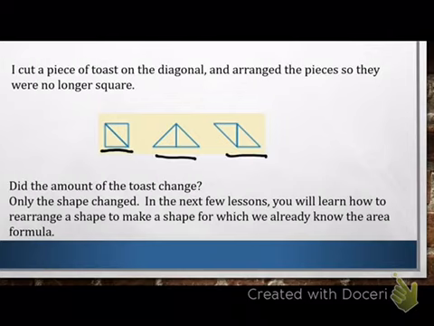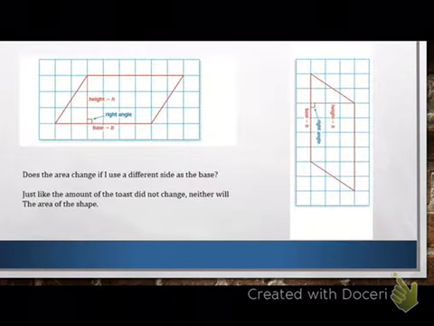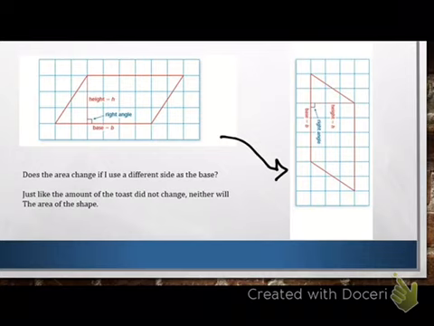In the next few lessons, you will learn how to rearrange a shape to make a shape for which we already know the area formula. Here we have a parallelogram. Remember, a parallelogram is similar to a rectangle, but it's on a slant. If I were to keep the same exact dimensions but turn it differently, it doesn't matter how it's turned, it still takes up the same amount of space, or the same area. So just like the amount of toast did not change, neither will the area of this shape.